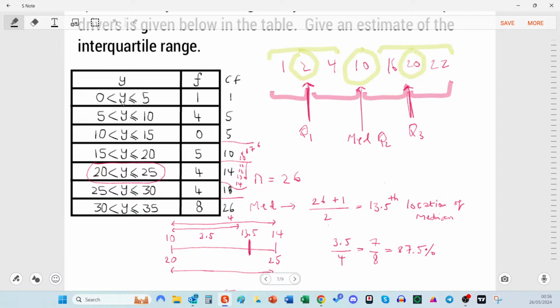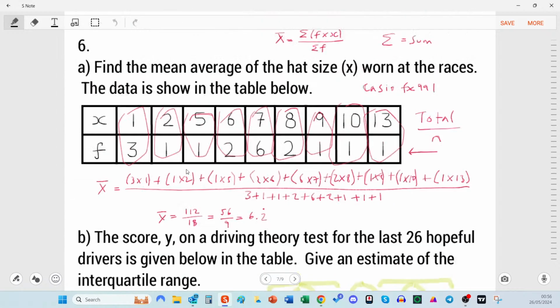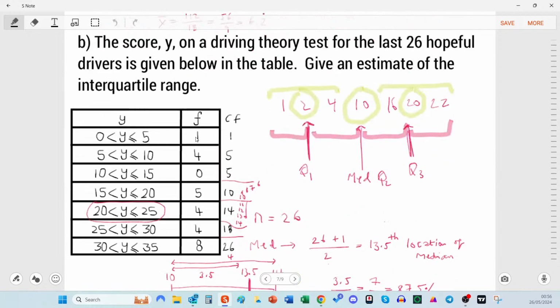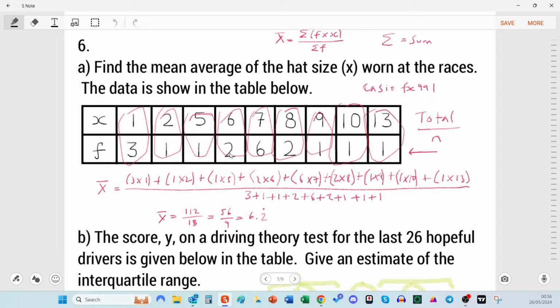these. So 2.5 times 1, 7.5 times 4, 17.5 times 5, 22.5 times 4, etc. And then add them all up like we did here. And then divide it by how many there are. Well, you just add up the frequency again. And then you get your estimate, but it is just an estimate.